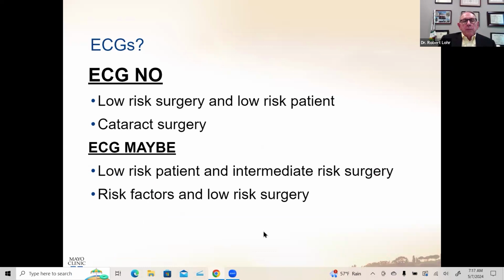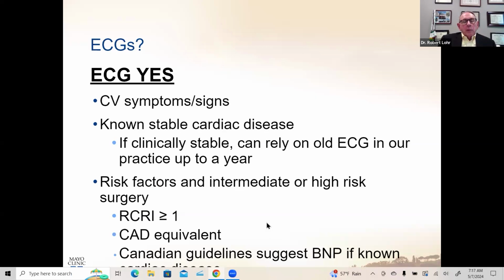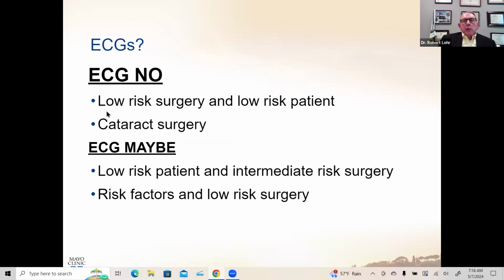It's noteworthy, whoopsie daisy. Can't quite see the bottom of this slide on my screen. I hope you can. But the Canadian guidelines, which are newer, 2017, 2018, suggest a BNP if there's known cardiac disease rather than ECGs and stress testing. So low risk surgery, low risk patient, cataract surgery, don't need an ECG. A cataract operation is a 20-minute outpatient procedure done with local anesthetic. And so, despite what many of your ophthalmology colleagues will say, you really don't need an ECG or really any pre-op labs.